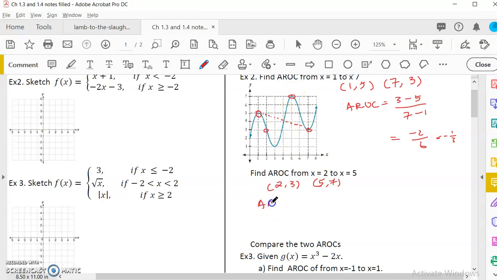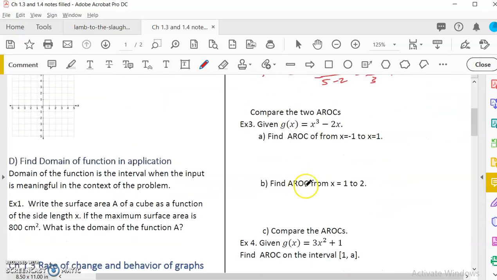So AROC in this interval, sometimes they just say interval 2, comma 5 also. So the AROC would be 7 minus 3 over 5 minus 2. So it's 4 over 3. So it is positive, right? Positive. So that means every change in x, y is going to increase 4 over 3.